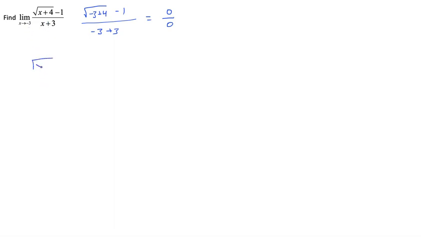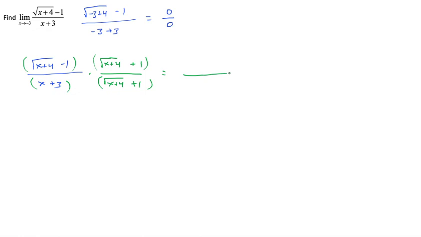Well, we notice that there is a radical in the numerator, not in the denominator. But we can actually rationalize the numerator here. So what does that mean? We're going to multiply this by radical x plus 4 plus 1. And we'll multiply the denominator also by radical x plus 4 plus 1. Let's put some parentheses around these guys just to make sure that we do multiply these properly.